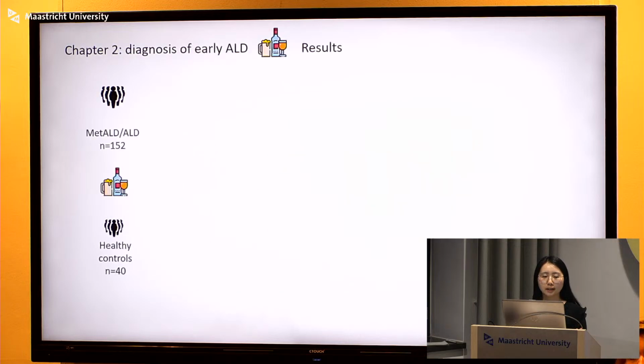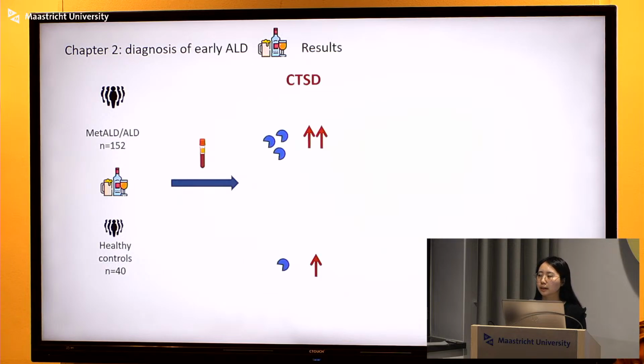For this study, we have two groups of patients who drank excessive alcohol. One group without liver complication, one group diagnosed with ALD through a liver biopsy. We took blood from patients and measured cathepsin D. In the result, we found that cathepsin D is increased in ALD patients compared to healthy.